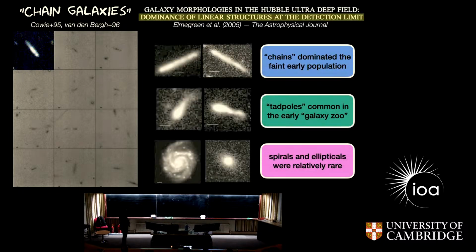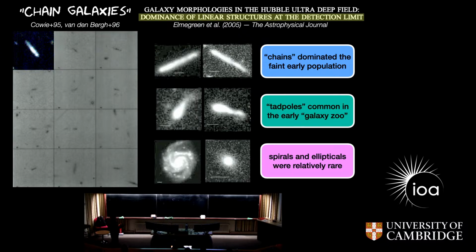In the mid-2000s, with the installation of new instruments on the Hubble Space Telescope by NASA astronauts, there's nice work that did a census of the different kinds of shapes of galaxies in the early universe, and these chain galaxies really just dominated the faint early Milky Way progenitor population.